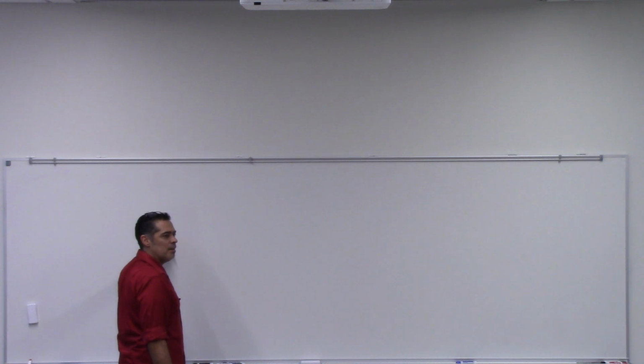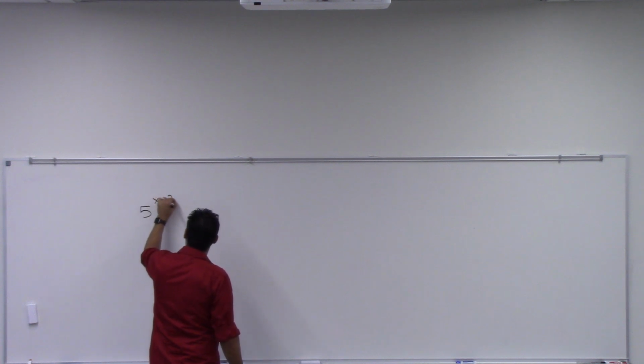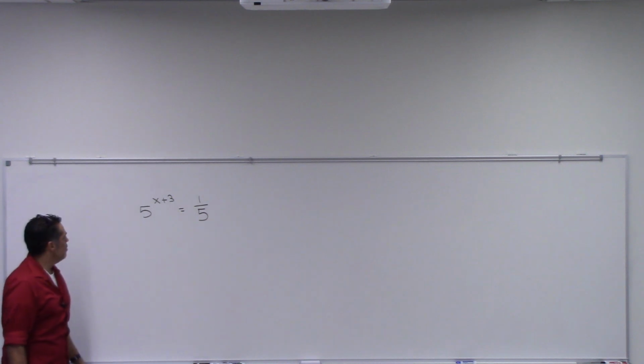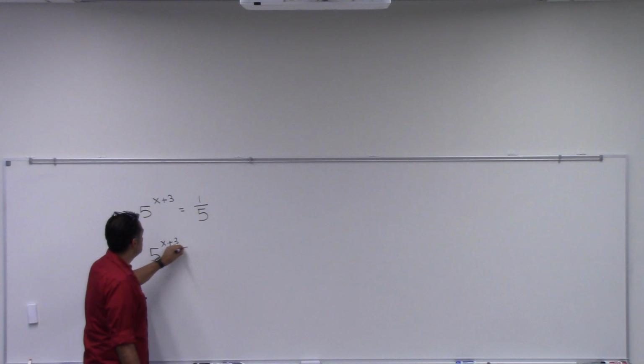72 looks weird as well. Okay, let's do it. I'll show you 72 real quick because 72 is not bad at all. 72: 5 to the x plus 3 equals 1/5, right? So watch, it's one step and I think you'll be there. You'll see it. I'm just going to rewrite this.